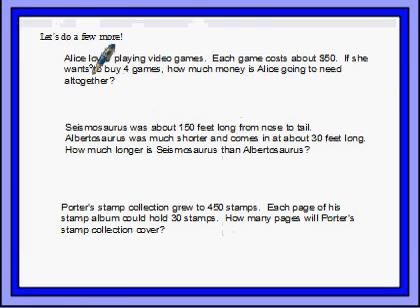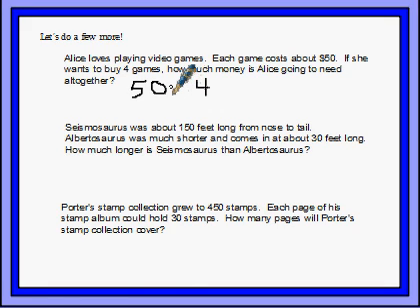So let's do a few more. Remember, we're going to read, think, and choose our operation carefully. Alice loves playing video games. Each game costs about $50. If she wants to buy 4 games, how much money is Alice going to need altogether? So each game costs 50. She's going to get 4. How many is she going to need altogether?